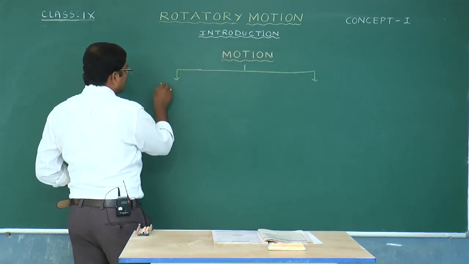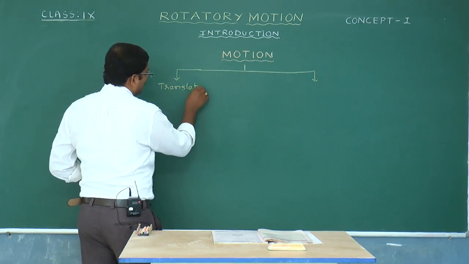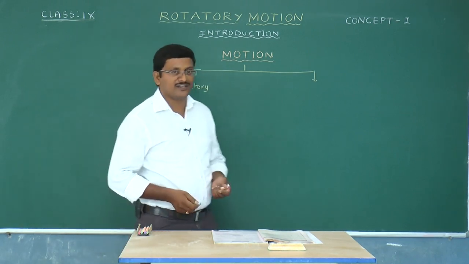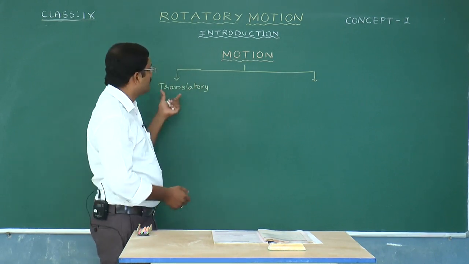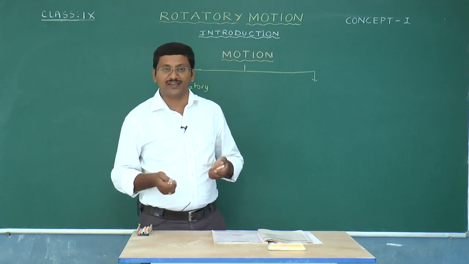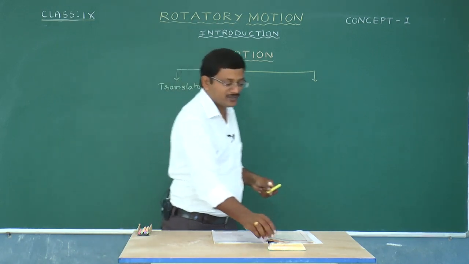The first one is translatory. We have already discussed this translatory motion in earlier classes. Let us have the definition of translatory motion. If an object is said to be moving as a whole, then the body is said to be in translatory motion. Best example, this one only.